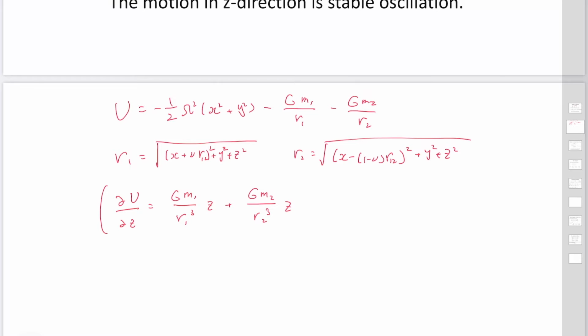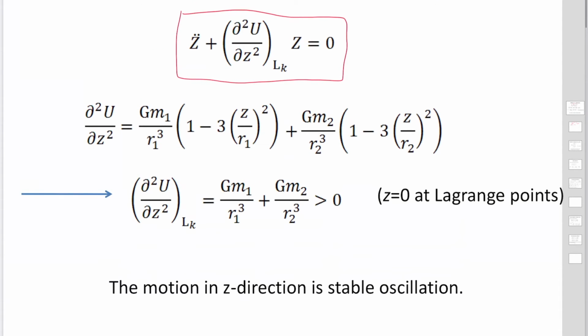Then we'd like to calculate the second derivatives. You can get these equations. Then you need to substitute the Lagrange point. At the Lagrange point, z is 0, so you can substitute z equals 0. Then you can find this term, and both terms are positive. The second derivative of U with respect to z is a positive quantity, so it becomes oscillational motion.